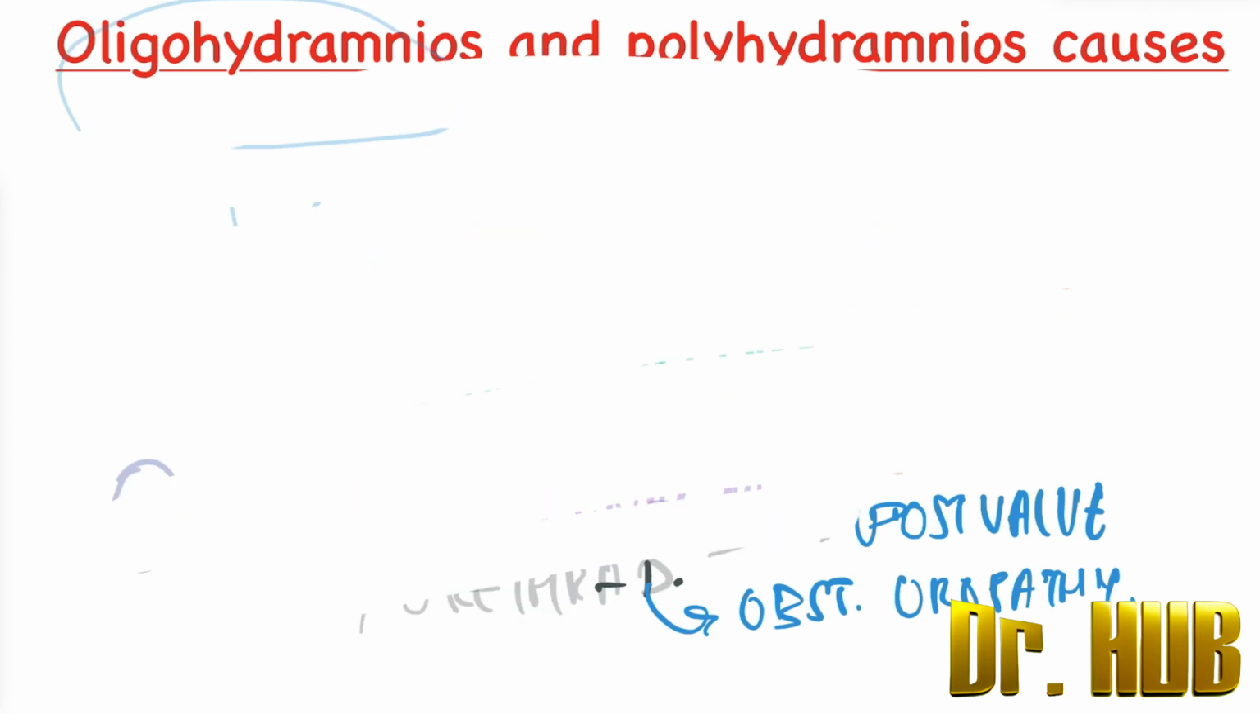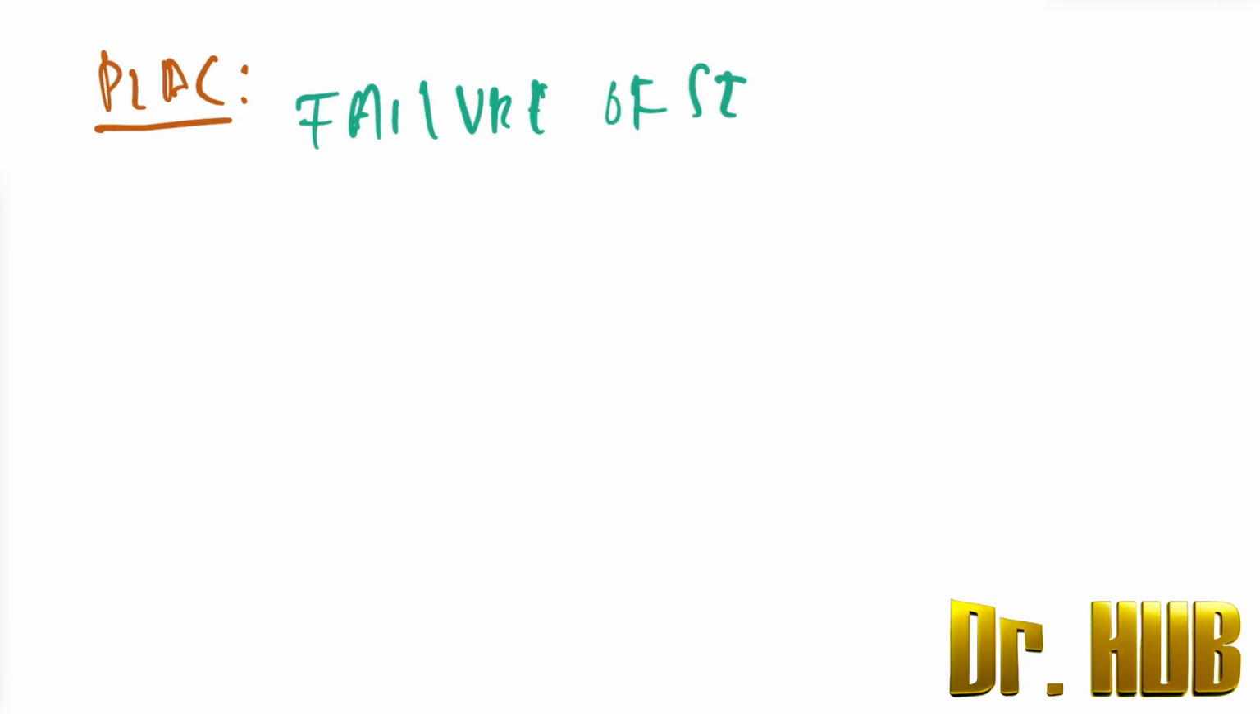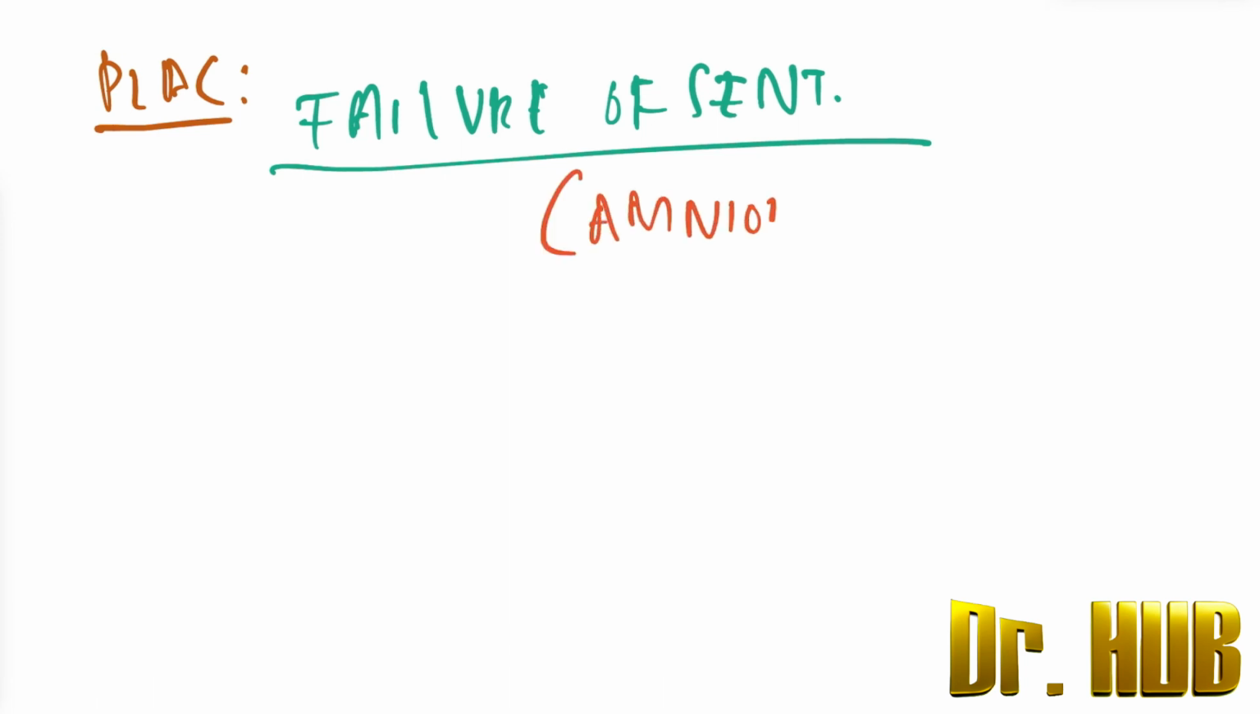Next, what we look at is the placental causes. So in terms of placental, what do we have? Placental is nothing but a failure of secretion. So what is the example? The example is amnion nodosum. So this was about oligohydramnios.